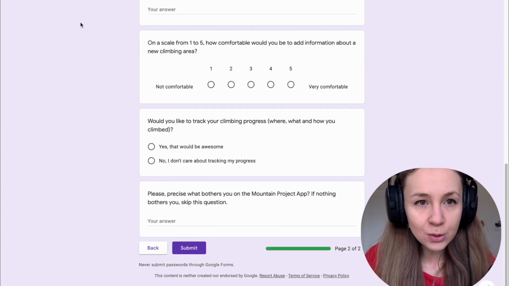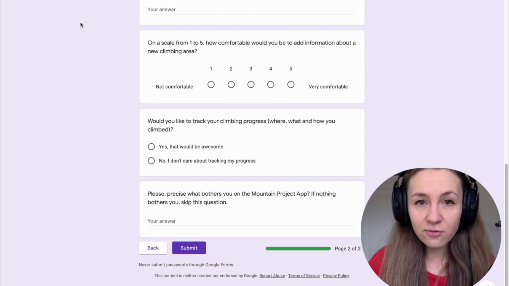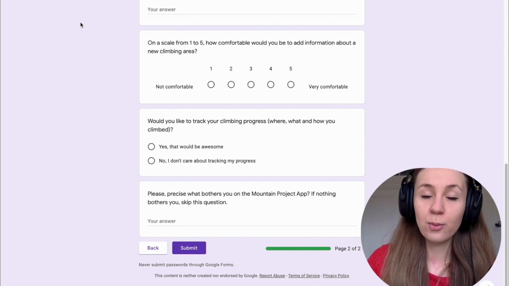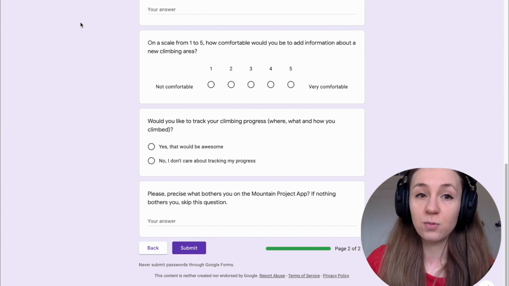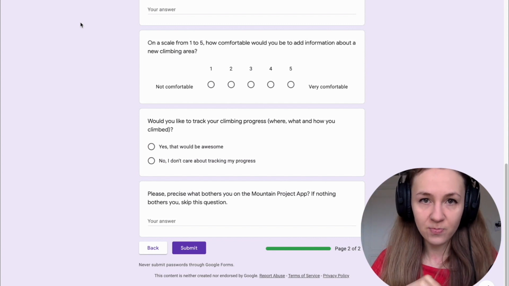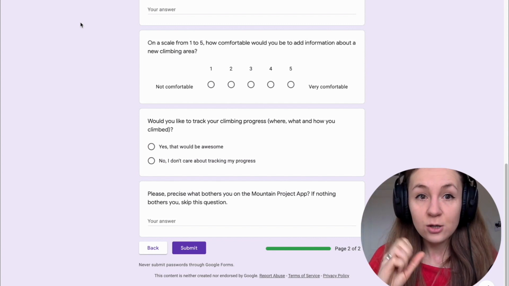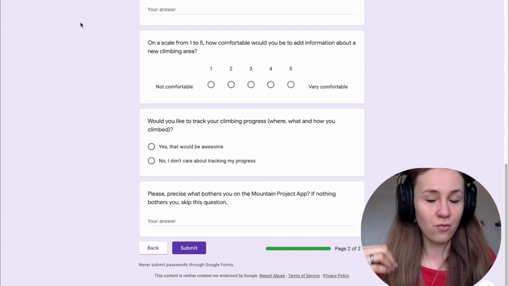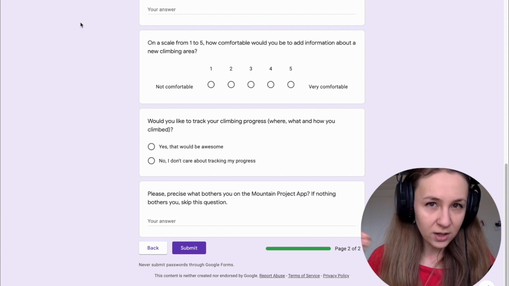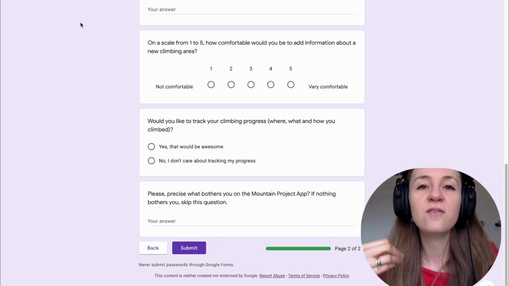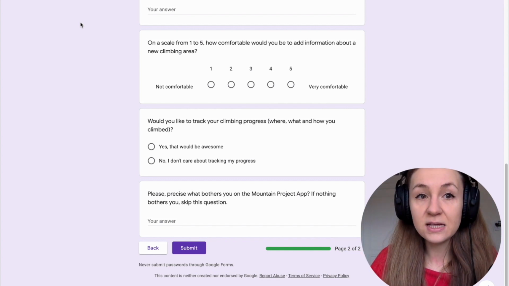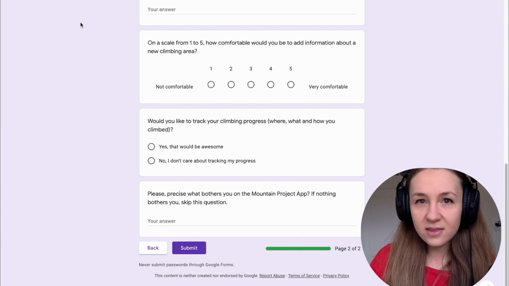And the question sounds like, on a scale from 1 to 5, how comfortable would you be to add information about a new climbing area? Okay, so this is probably the most problematic question in this particular survey. And there are 2 essential problems with this question. The first one is the scale. Usually you would use a scale from 1 to 5 or from 1 to 10 to evaluate existing experience, something that people could relate to, something they could remember, something they've experienced, and they could tell you what was good or bad. Whereas in this case, you're asking them to evaluate something they didn't experience.